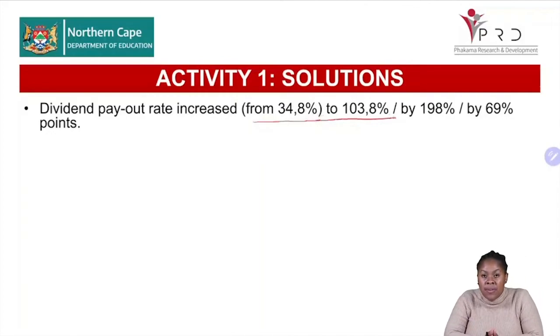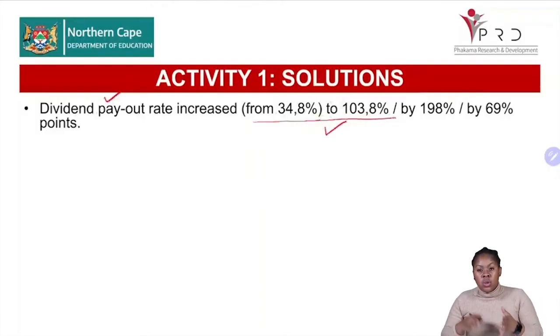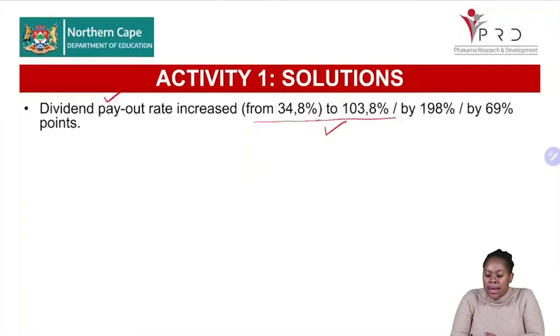There has been a significant increase. So you will get a mark for the payout rate increase. You get a mark for indicating that it went from 34.8 to 103.8%. I want to mention again that I don't prefer that you use the "by", because should it happen that you make an error, you are going to be penalized on that error. Rather quote the financial indicator as it is. All right, so moving on.